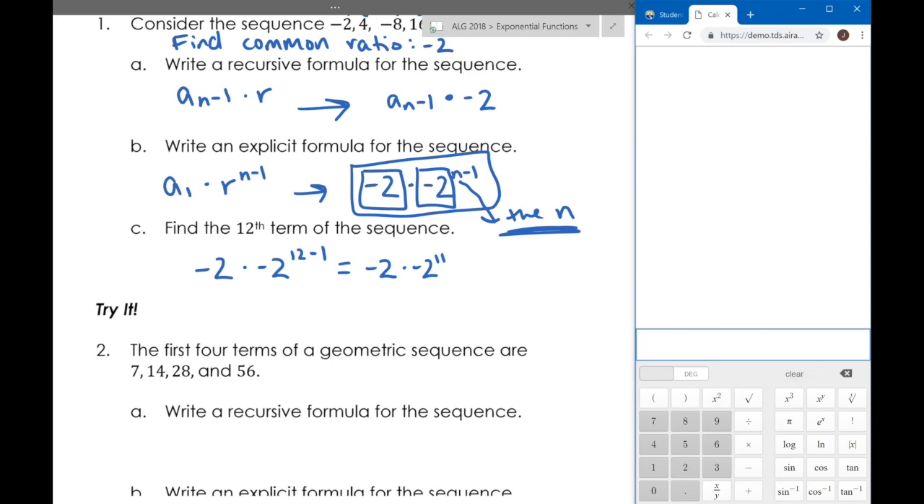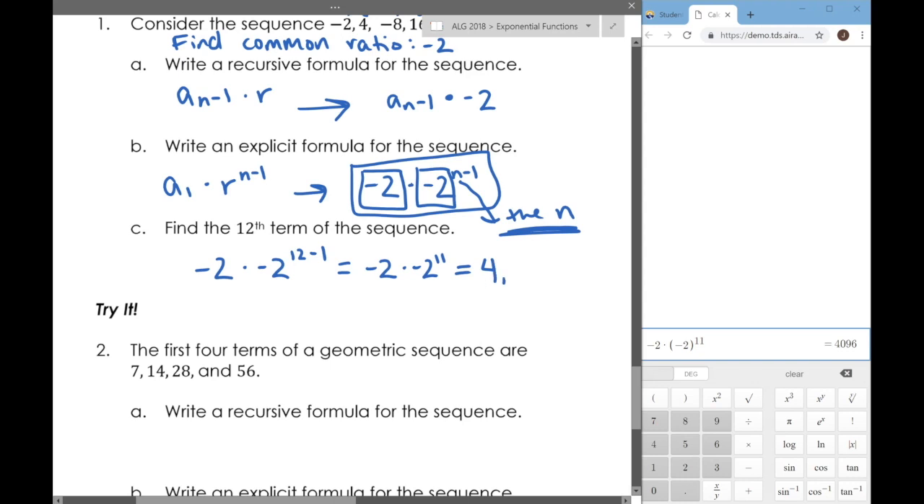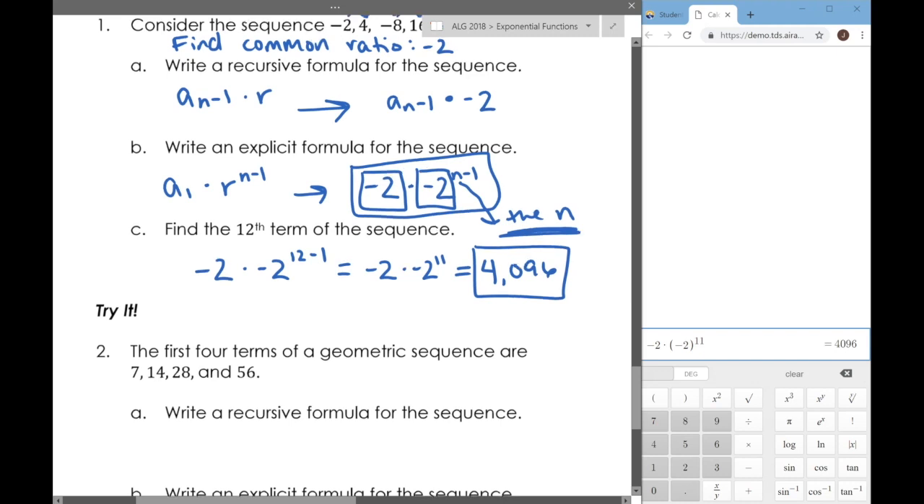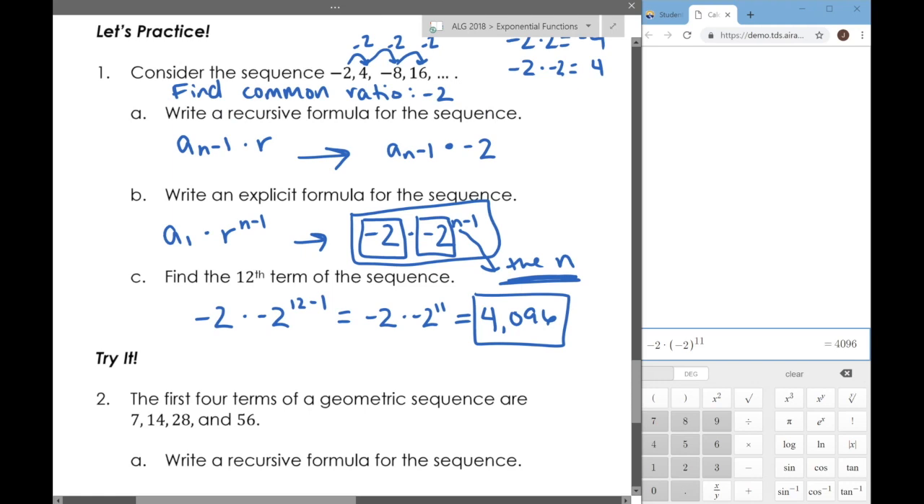So if I use my calculator, I put -2 times, and on this one we have to put it in parentheses. Instead of x squared, we're going to go ahead and put to the power of 11. Okay, now that answer comes out to 4,096. So the answer is 4,096, and there you go. Okay, it's actually very easy. Only thing you have to do, find the common ratio, and then use the explicit formula. Okay, that is it for this video.